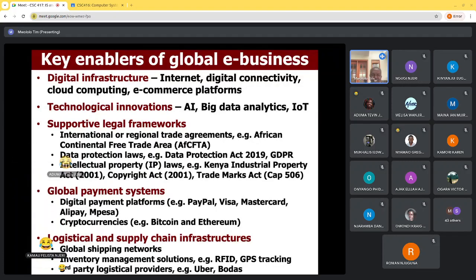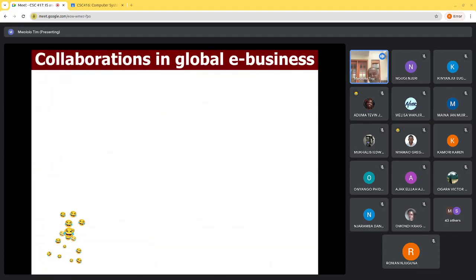Okay, let's move on. Collaborations. How can we collaborate in global business? Just looking at this collaboration, what are the various collaborations that we can have in global business? Now that we understand what it is, let me ask that question. How can we collaborate? Or what are the various collaborative mechanisms?